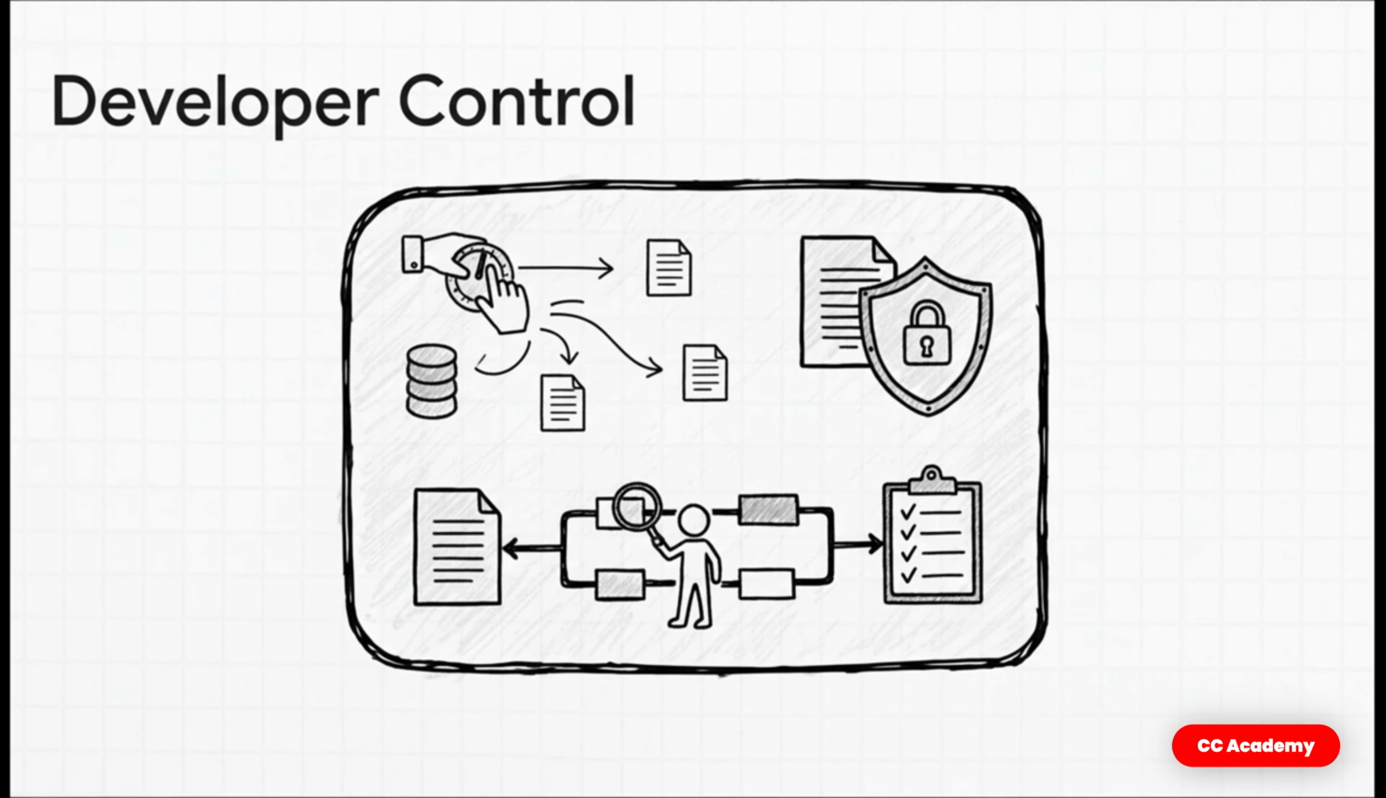And for the people who are actually building these AI tools, the developers, RAG gives them a level of control they've never had before. They can dynamically switch out data sources, they can block the AI from seeing sensitive information, and they can monitor the entire process to make sure it's reliable and doing what it's supposed to.